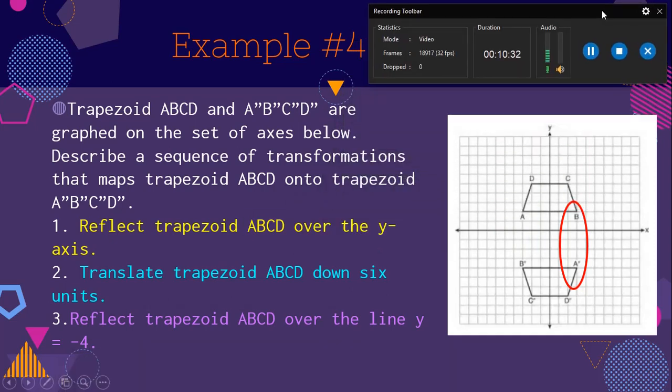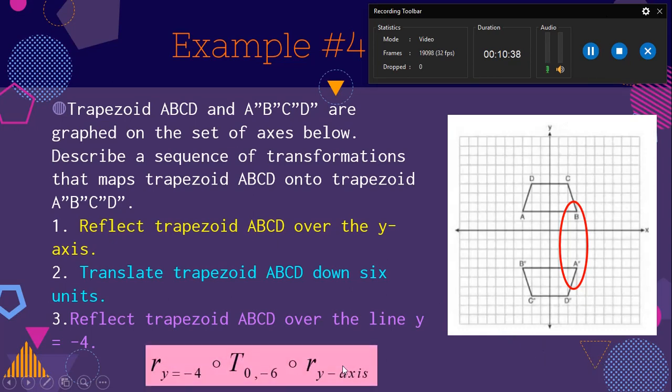Instead of writing it in words, you could use the new notation that we learned today with the circle. So this would be the proper order: reflect in the y, then translate down 6 units, and then reflect in the line y equals -4. You won't see any examples on your homework tonight that are like this, but it's just worthwhile to mention the different steps that it takes to go from the pre-image to the final image.